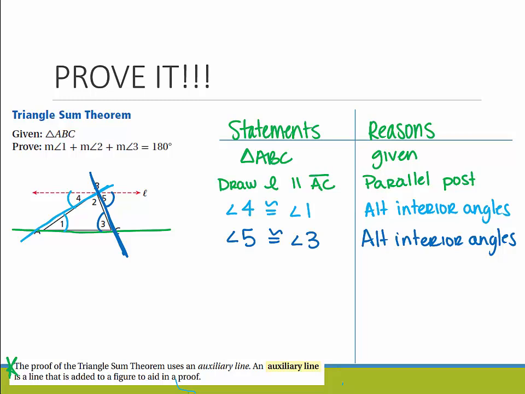Now we can't use the whole congruence thing, but if two things are congruent, that means that their measures have to be equal. So the measure of angle 4 has to be equal to the measure of angle 1, and that's by the definition of congruence. And same thing with angles 5 and 3.